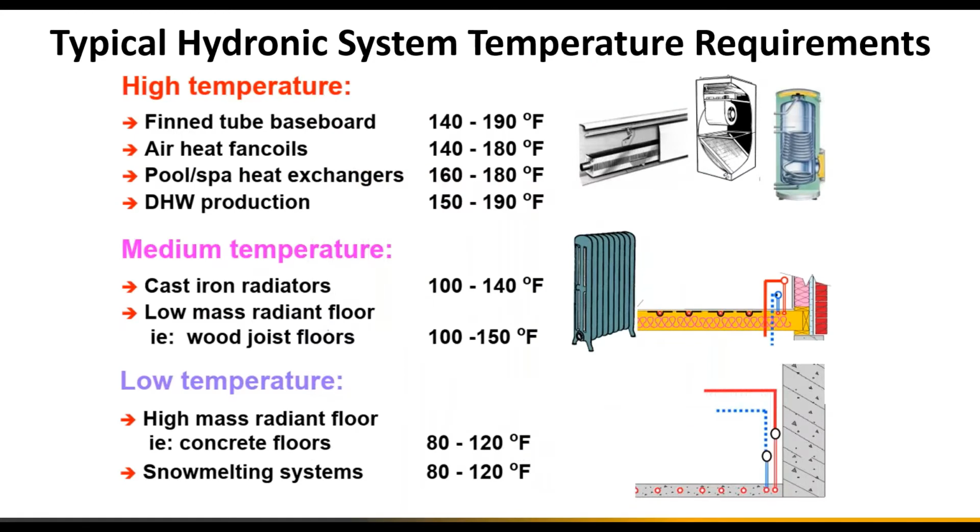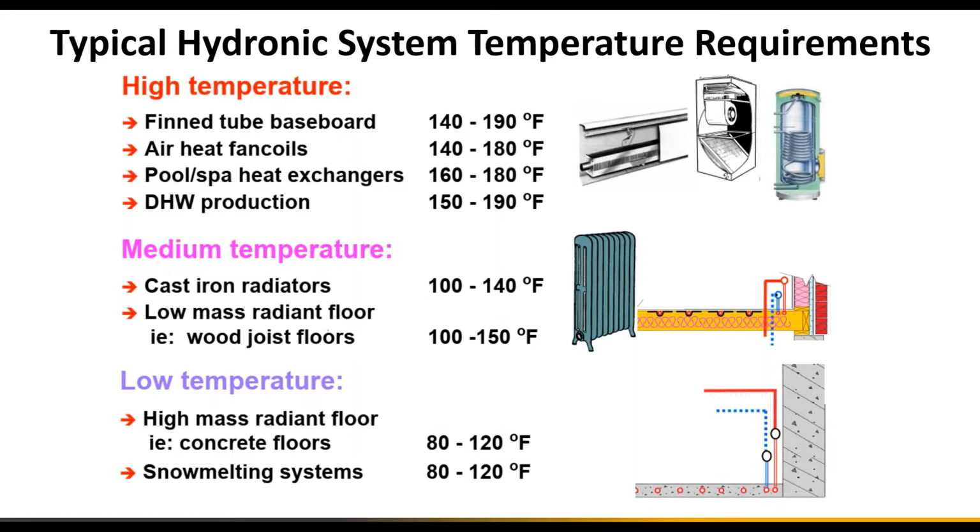Looking at different types of systems, whether a new application or a retrofit application, there are different types of heating emitters. We can have baseboard, fan coils, some domestic hot water production. Those are typically considered high temperature loads, where on design day we're typically looking at 180, 190 that needs to hit that radiation in order to get a substantial amount of heat out of it.